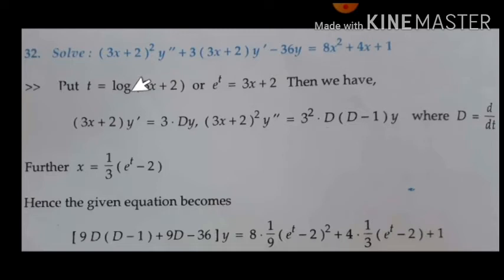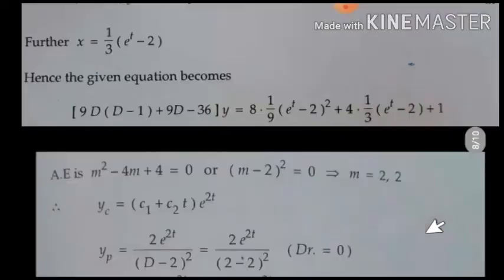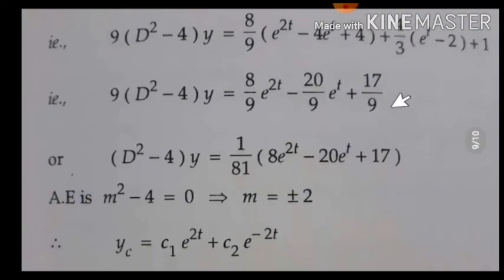So I write x in the form of t as e to the power of t equal to 3x plus 2. So x can be written as, bring this 2 to the left side, so it becomes e to the power of t minus 2. And bring this 3 to the left side means it becomes 1 by 3. So wherever x is there, substitute this. So x square becomes 1 by 9 e to the power of t minus 2 whole square plus 4 into 1 by 3, in x place I am substituting e to the power of t minus 2, plus 1 as it is. So next step we simplify it.